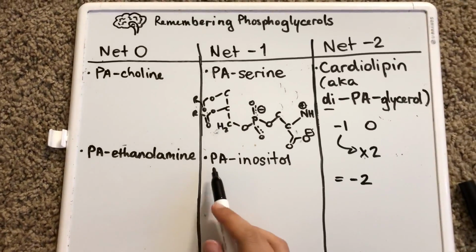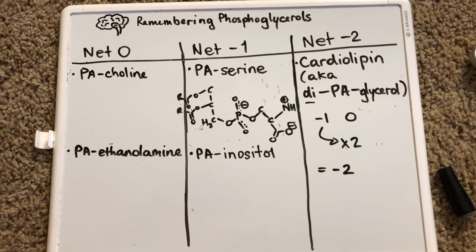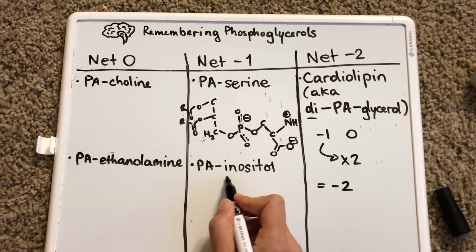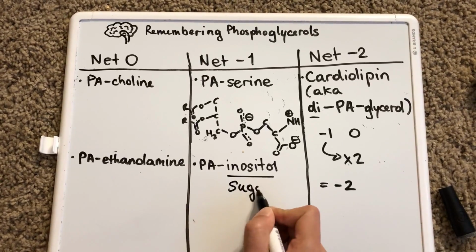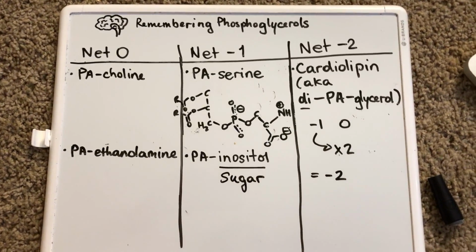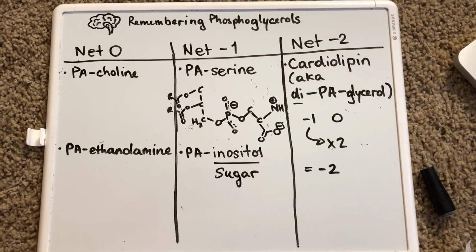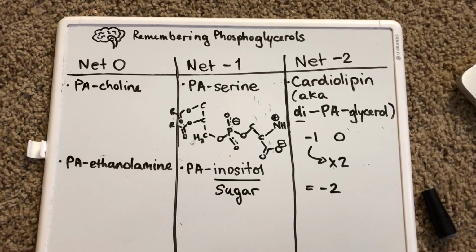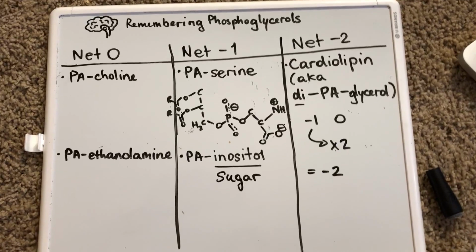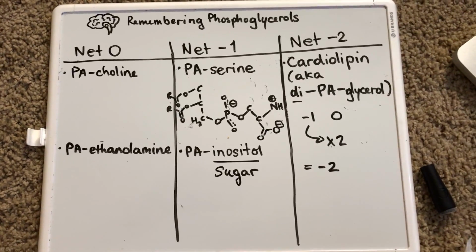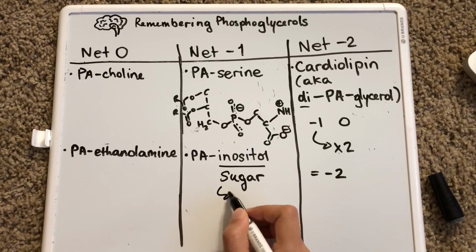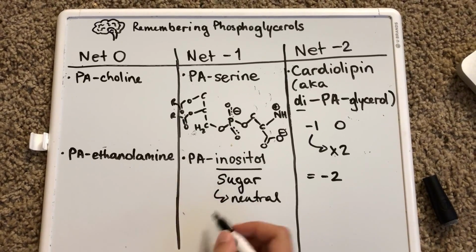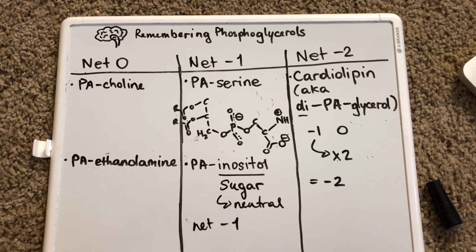So then we have phosphatidylinositol, and inositol is a very neutral sugar. So just think sugar, it's a 6-membered ring, like most sugars that we're familiar with, so it's going to be neutral. And so since this is neutral, just like the amino acid, and this is a -1, we're going to have a net -1 charge.